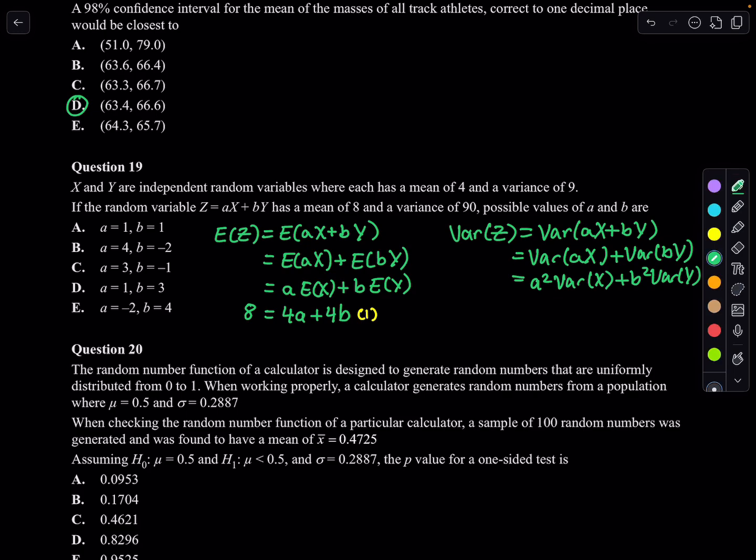Okay, and so you remember the variance for both of them is 9. So it'll be 9A squared plus 9B squared, and that equals 90. So put these two equations in your CAS and we can find the values of A and B.